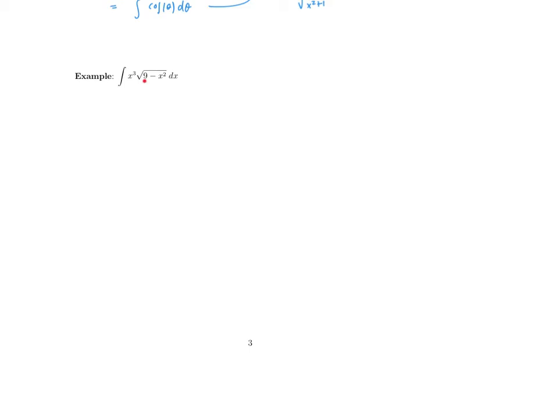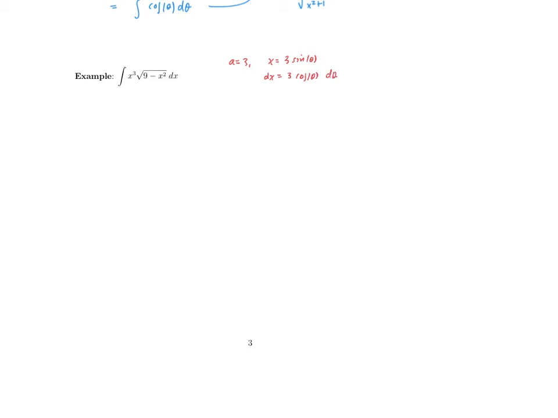Because of this 9 minus x squared, the trig substitution that's prompted is, since we have a value of 3, we're going to use x equals 3 sine of theta, which makes dx 3 cosine theta d theta.